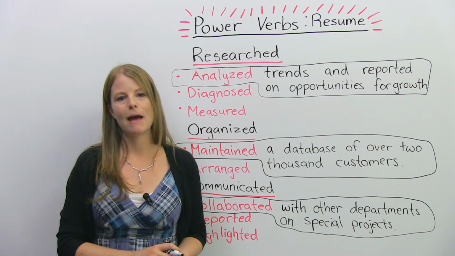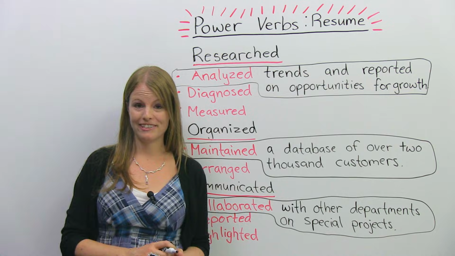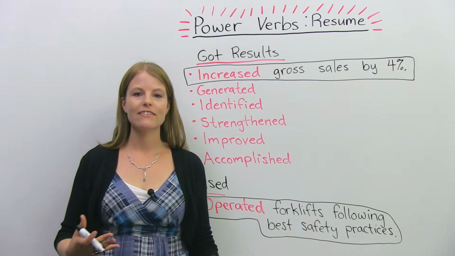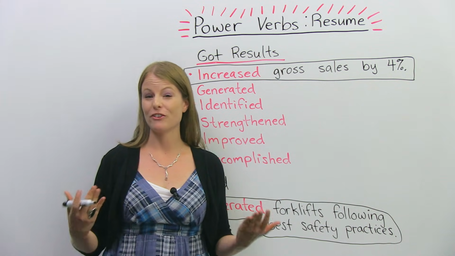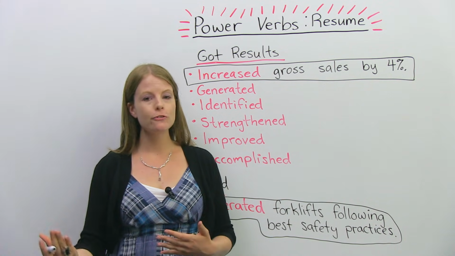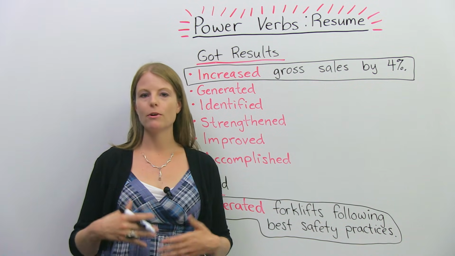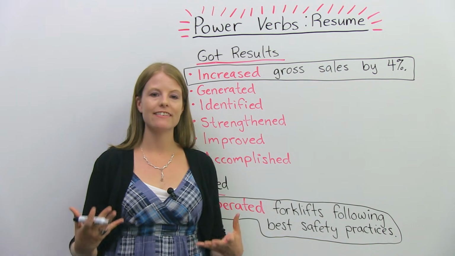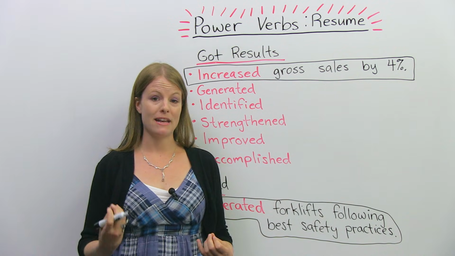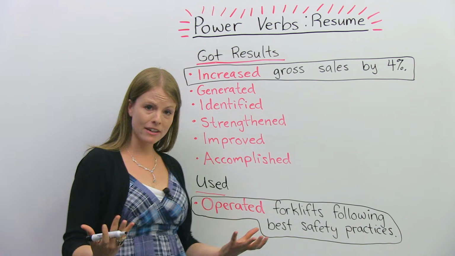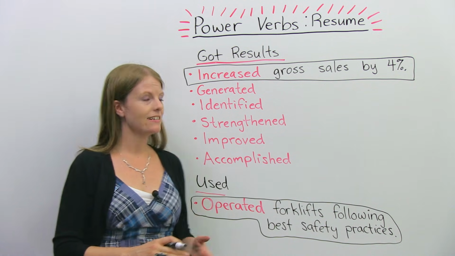Now let's look at some power verbs that have to do with getting results. Okay, so if you have done something at your work where you've gotten results, where you've improved the company in some way, or where you've increased sales, or you've done something and you've accomplished something, this is very good to mention in your resume. So next we're going to look at some English for that.